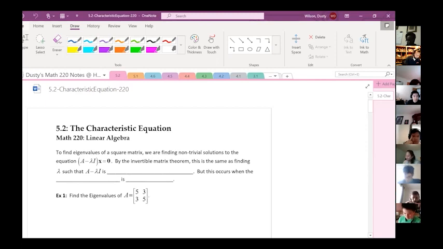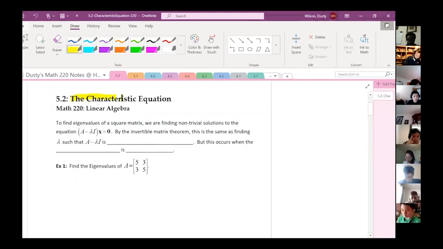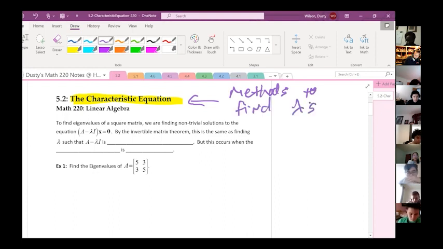We're going to talk about the characteristic equation. Basically, this is our method, or means, to find the eigenvalues. So pretty crunchy. Let's see how this works.